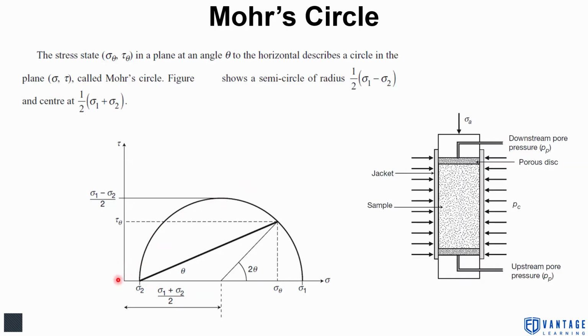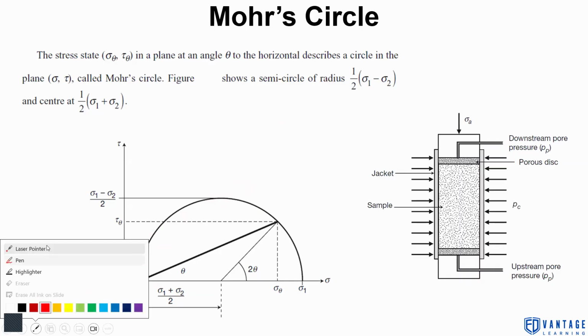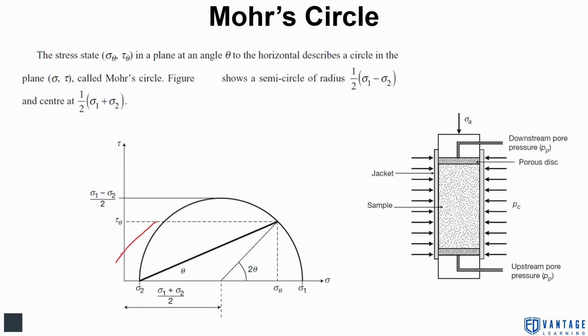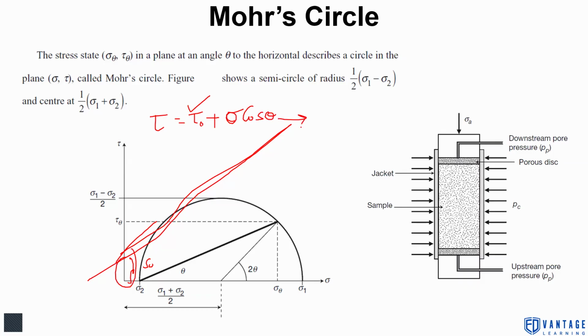And you have some property here called cohesion, internal cohesion. So we'll draw a tangent like this to the Mohr circle. This is called cohesion. So our Mohr circle is based on the Mohr-Coulomb failure criterion. So tau is equal to tau naught plus sigma cos theta. This is the equation for this line. So tau naught is the cohesion, internal cohesion, and theta is the angle, or friction angle, you can say.